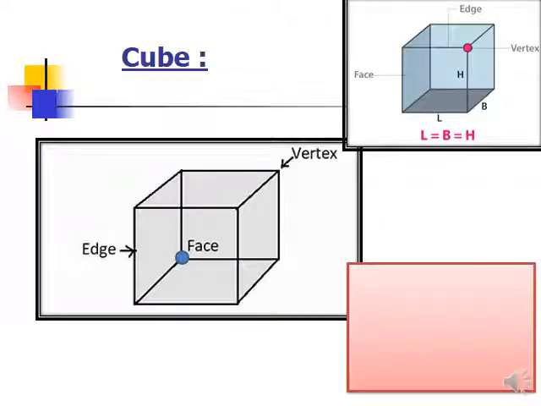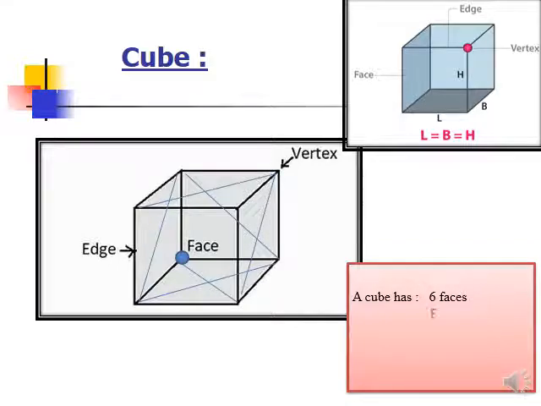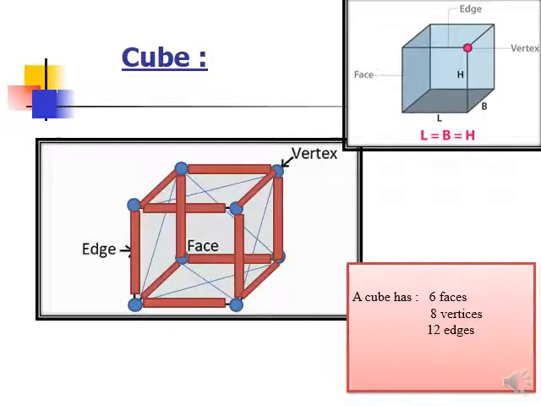We will start with the cube. A cube has 6 faces: 1, 2, 3, 4, 5, and 6. A cube has 8 vertices. These are the 8 vertices. A cube has 12 edges. These are the 12 edges.